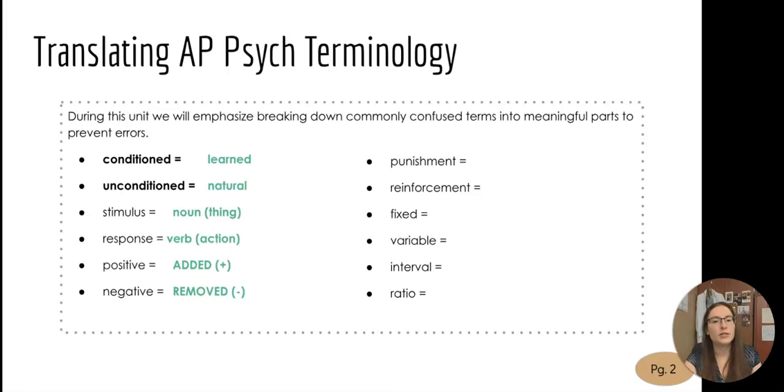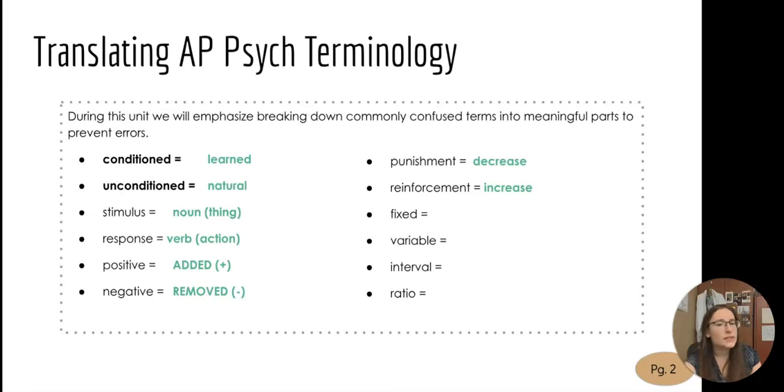Then we have our punishment and reinforcement. This probably means kind of what you think it does. Punishment is going to be anything that decreases a behavior. And reinforcement will be the opposite. It'll be anything that increases a behavior.